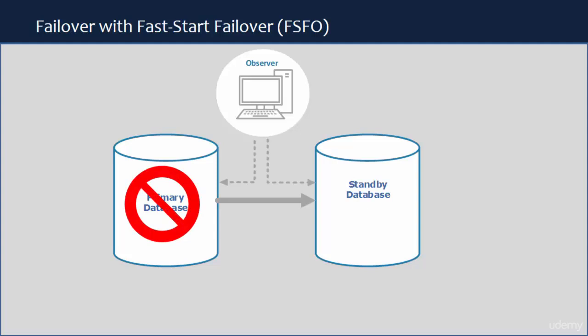If the primary database becomes unavailable, the observer will wait for a period of time defined in a setting called Fast Start Failover Threshold. If the primary database stays unavailable for that period, the observer will automatically start the failover. No manual procedure. No one is waiting for you to do the job. The data guard observer will take care of the task.